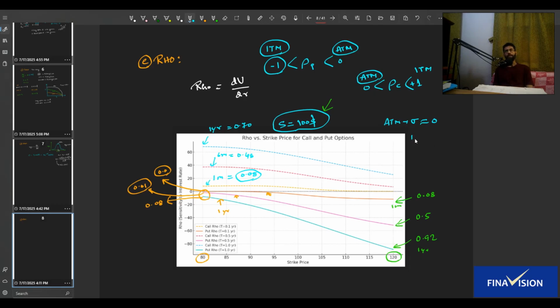Nearer to expiry means again rho is closer to 0, right? So this is how rho behaves.